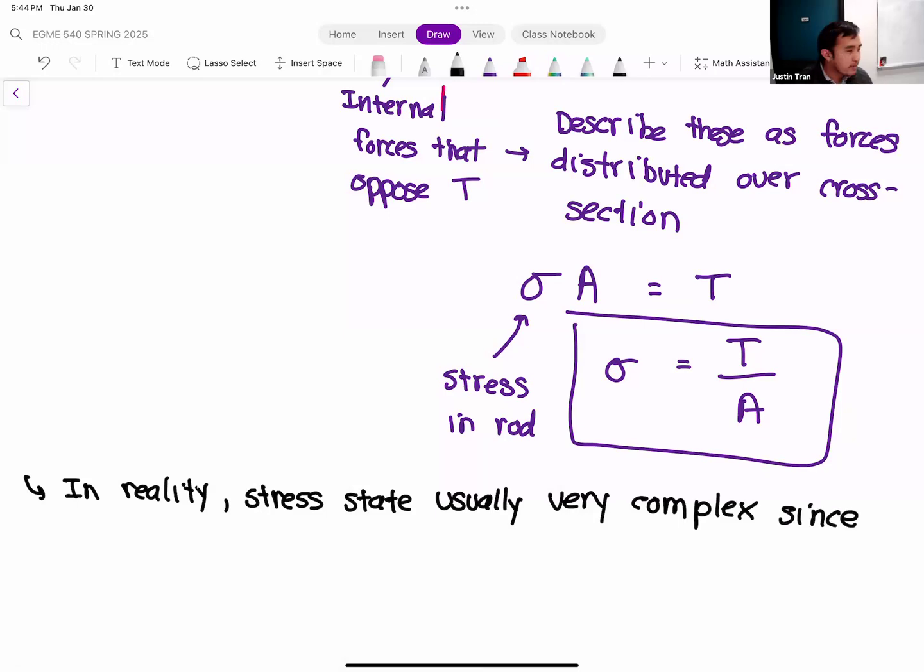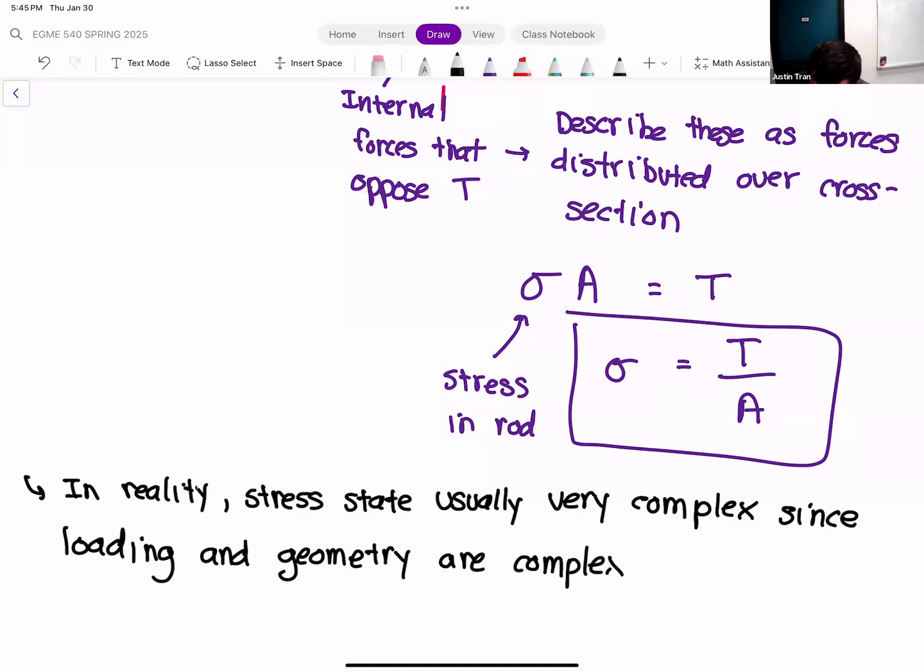Okay. And that's due to the fact that the loading conditions on a typical material, on a typical part, as well as the geometry on the part, are typically very complex or complicated. All right, and so we're probably gonna spend the next 30 minutes talking more about stress and how we can actually describe it.